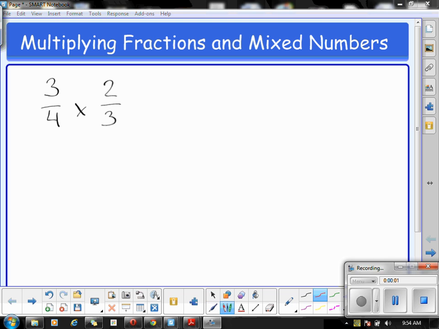So today we're talking about multiplying fractions and multiplying mixed numbers. The rules for multiplying fractions and mixed numbers are different than the rules for adding and subtracting. You don't need a common denominator. You don't need to make equivalent fractions.